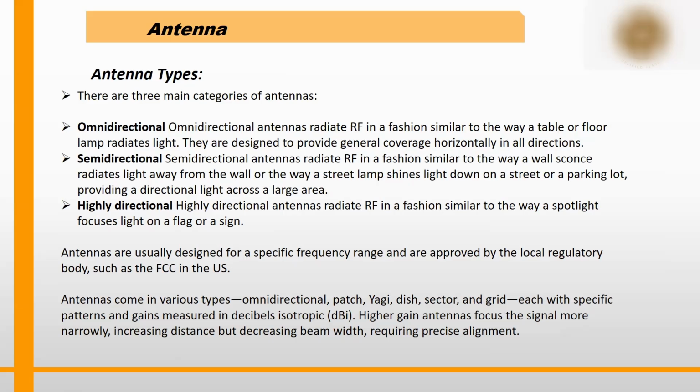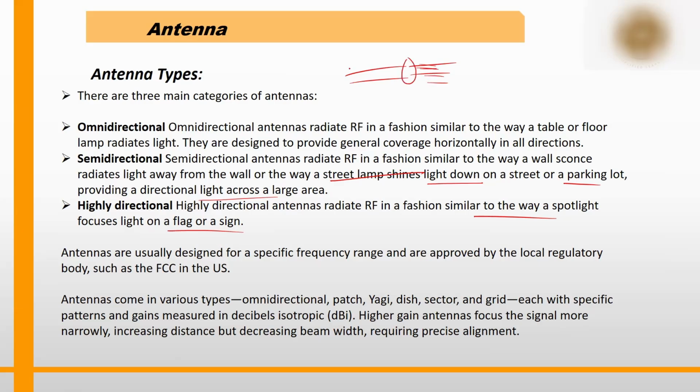Semi-directional antennas radiate RF in a fashion similar to the way a wall lamp radiates light away from the wall, or the way a street lamp, which I gave as an example just now, lights down on a street or a parking lot, providing a directional light across a large area. Highly directional antennas radiate RF in a fashion similar to the way a spotlight focuses light on a flag or a sign. Basically, you can take a flashlight as an example.